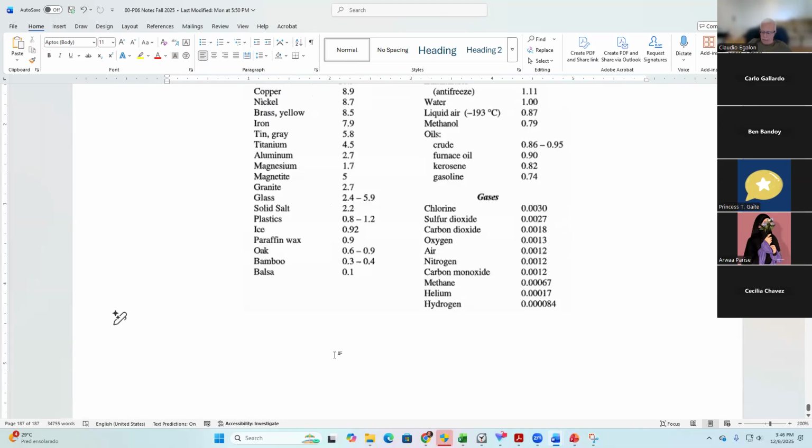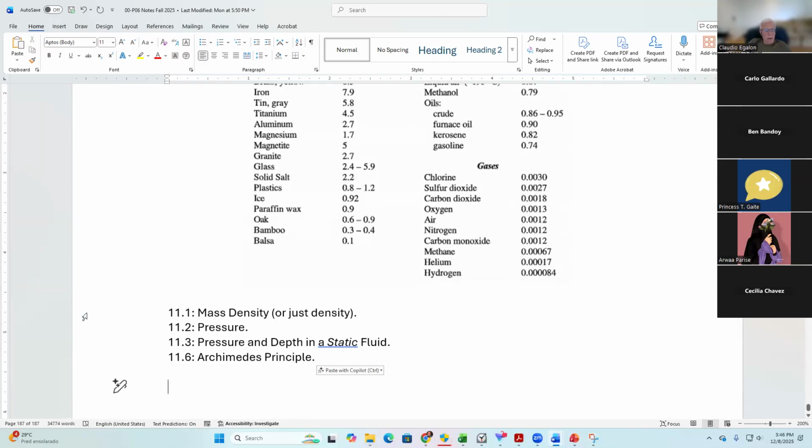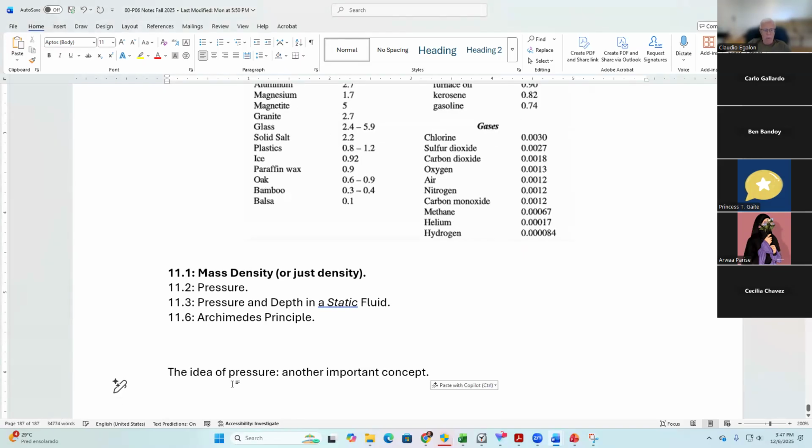Most likely you have seen that in chemistry, right? The next topic is going to be pressure. Let's see if we can do that in the next 3 minutes. So we finish pressure and then we go on the break. Okay? It's a very important concept, pressure.